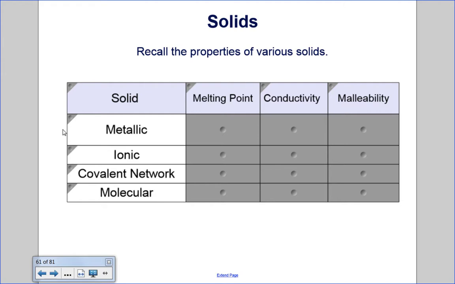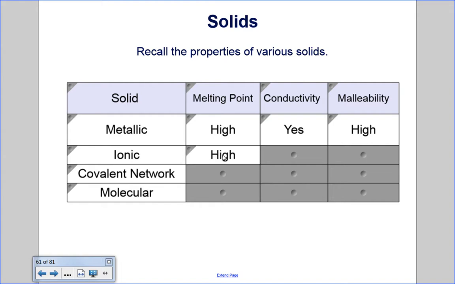Now let's talk about solids a little bit. Recall the properties of various solids. Metallic solids have a high melting point. Metals like copper and silver are excellent conductors of electricity and can be bent and drawn, so they are malleable. Ionic compounds, because of the strong Coulombic attractions between the cations and the anions, also have a high melting point. However, in the solid state, ionic compounds are not conductive. Only as a liquid are the electrons mobile. Malleability: because of the strong forces holding them together, they can't be bent and their malleability is low.